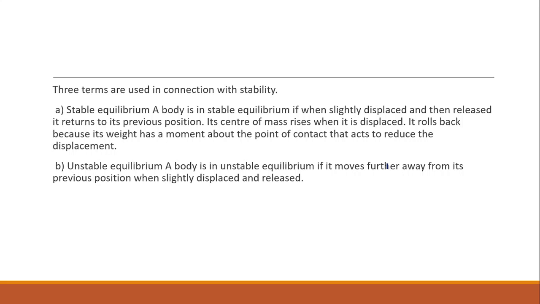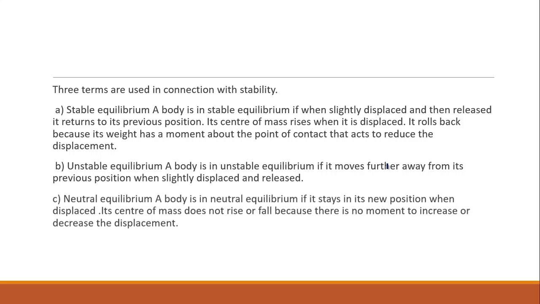Unstable equilibrium, however, is when a body moves further away from its previous position when slightly displaced or released, and it does not come back. Neutral equilibrium is when a body stays in its new position when displaced. Even if you move it, it stays in its place. Its center of mass does not rise or fall because there is no movement to increase or decrease the displacement.